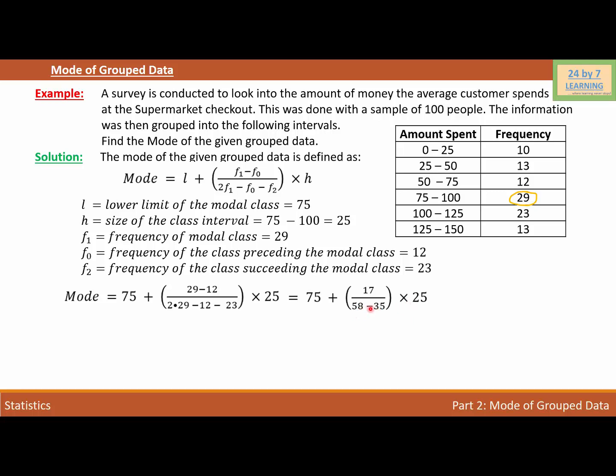Now we need to subtract in the denominator, and if we do that, we will write 75 plus 17 over 23, because 58 minus 35 is 23, times 25. Now I need to multiply 17 times 25. So my simplified expression is 75 plus 17 times 25, which is 425, over 23. If we divide 425 by 23, we get 75 plus 18.5. Now let's add these two numbers, and we get mode is equal to 93.5, which is the mode for this given group data.